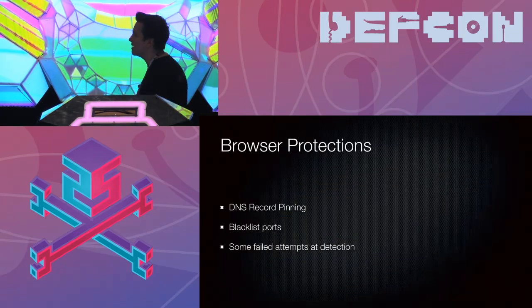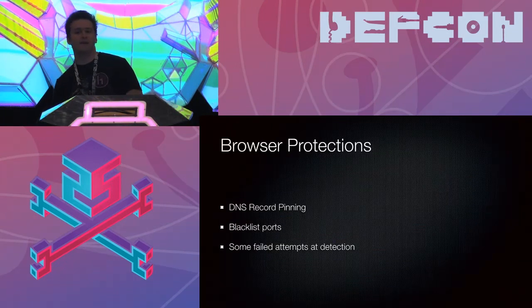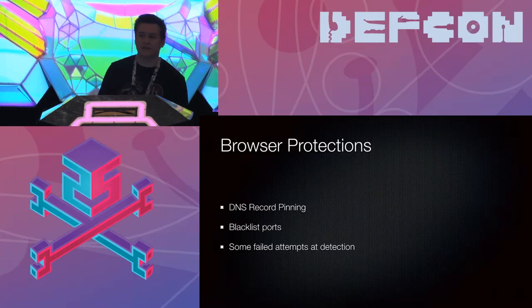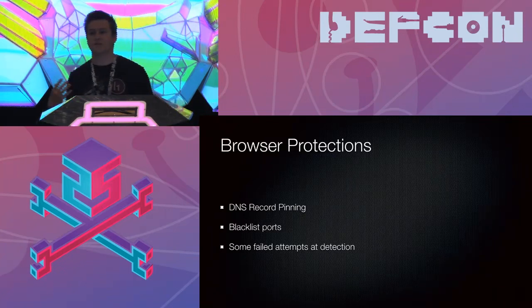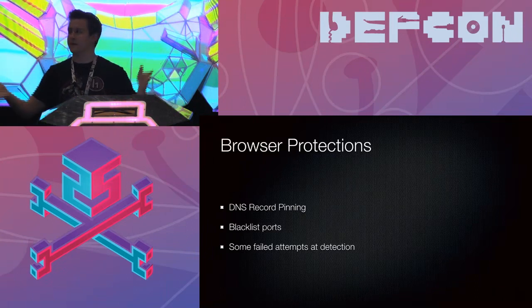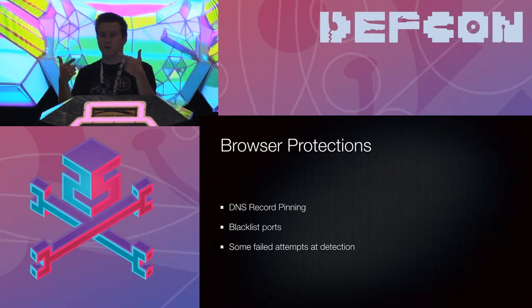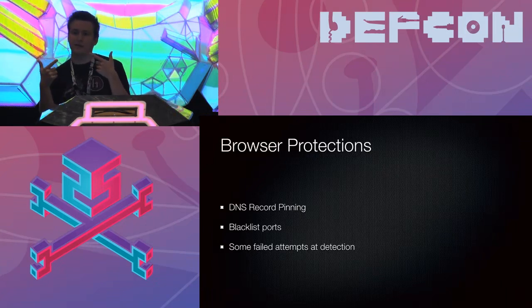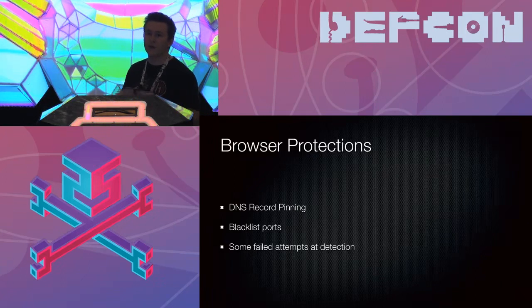Browsers. So browsers have some protections here as well. Some of them will pin DNS records. So basically what that means is when you get a DNS query and an answer, it will save that tuple together. So you have the host that it looked up and the IP address it resolved to. And they won't let that resolve to a different IP on the same page.